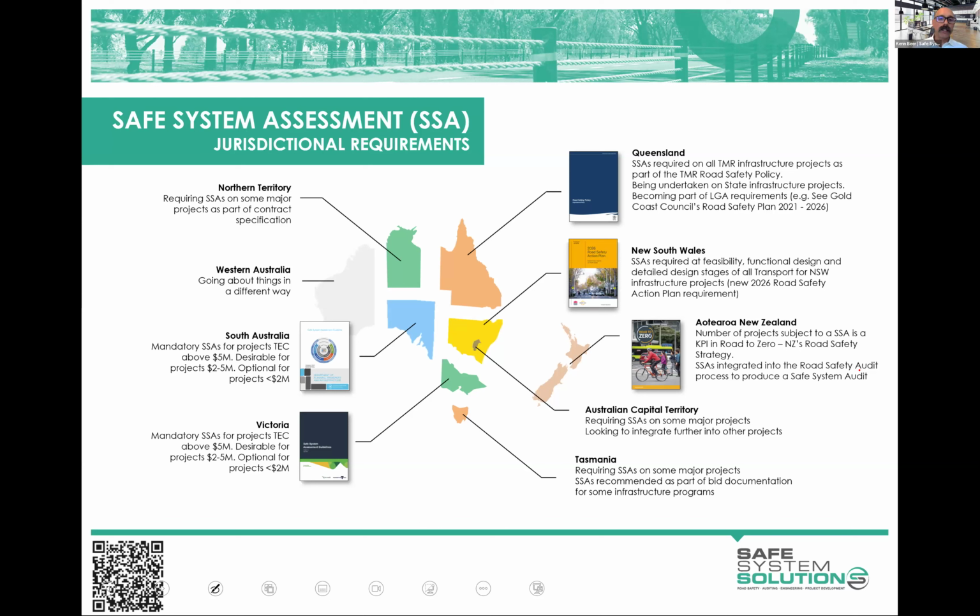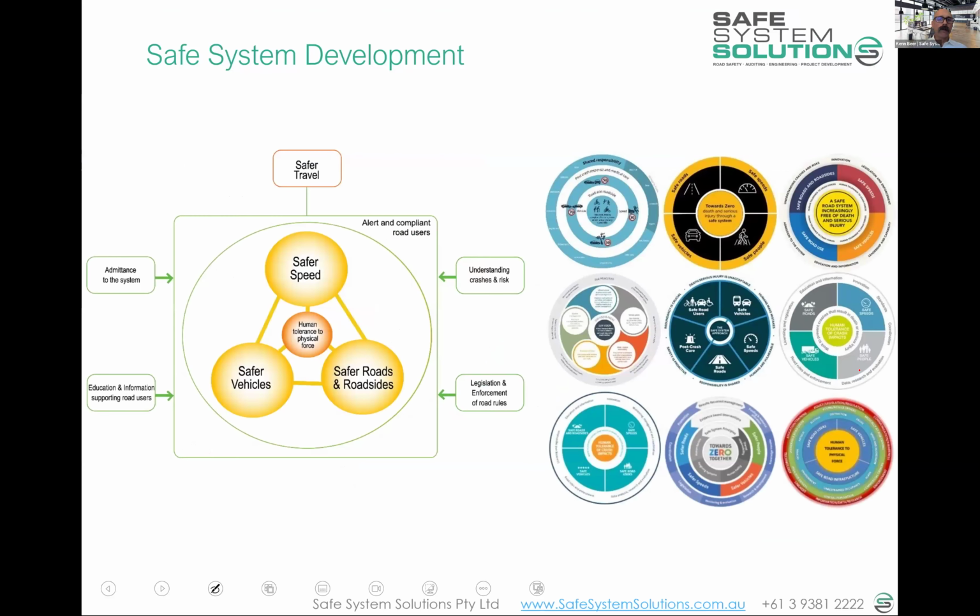The territories and Tasmania are doing bits and pieces around safe system assessments. Western Australia is completely different, doing their own thing. Some people in Western Australia are utilising the safe system assessment approach, but the government is not actively integrating that into their infrastructure decision-making protocol. Happy to answer questions as we go around that. But the safe system as a philosophy, as a way to operate road safety from the transport perspective, has been around for a while.